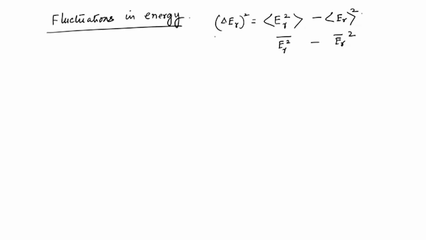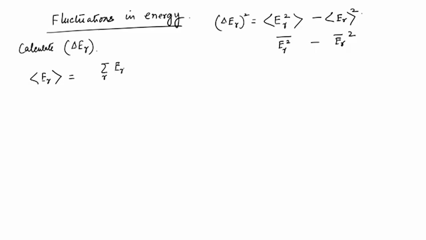So, if we have to calculate this as a fluctuation, so fluctuations in energy means we have to calculate this quantity delta E r, okay, or the square of that, does not matter. So, we have to individually calculate E r average and E r square average and so on and so forth. So, we have already calculated this.